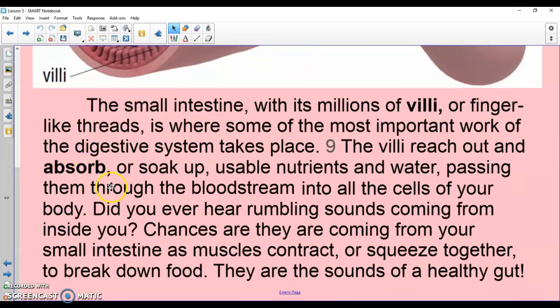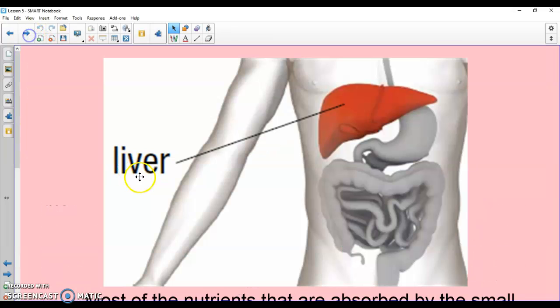Did you ever hear rumbling sounds coming from inside you? Chances are they are coming from your small intestine as muscles contract or squeeze together to break down food. They are the sounds of a healthy gut.